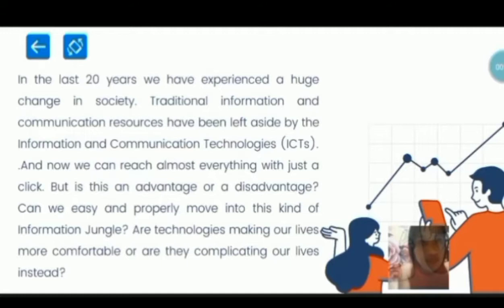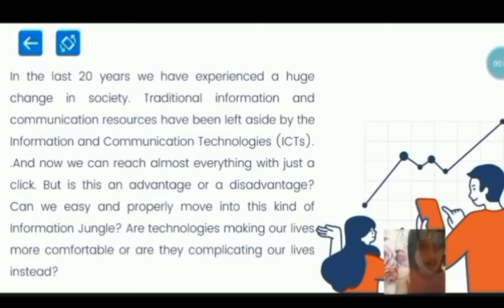Can we easy and properly move into this kind of information jungle? Well, not everyone. Kinaagi ubang tao nga dili gyud dayon makakatch up. Maybe it is their weakness. Pero almost sa atoa, most especially sa mga teachers and students, it is easy for us to be with this era. Are technologies making our lives more comfortable or are they complicating our lives instead?